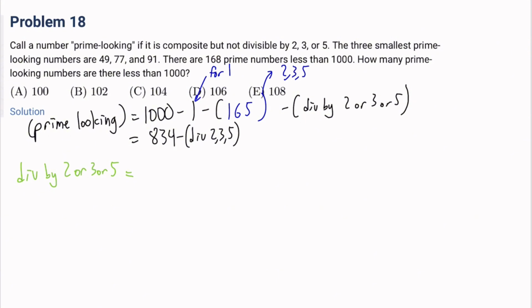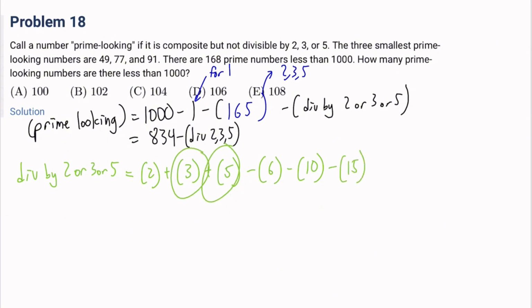Yeah, so this is going to be the number of numbers that are divisible by 2, plus the numbers that are divisible by 3, plus the numbers that are divisible by 5, minus the numbers that are divisible by 6, right? Because those are overlaps between those two, minus the numbers that are divisible by 10, because those are overlaps between these two, and then minus the numbers that are divisible by 15, because those are overlaps of these two. And then lastly, we have to add the numbers that are divisible by 30, because we subtracted all three of those 30s, and so we have to just add one again to make up.